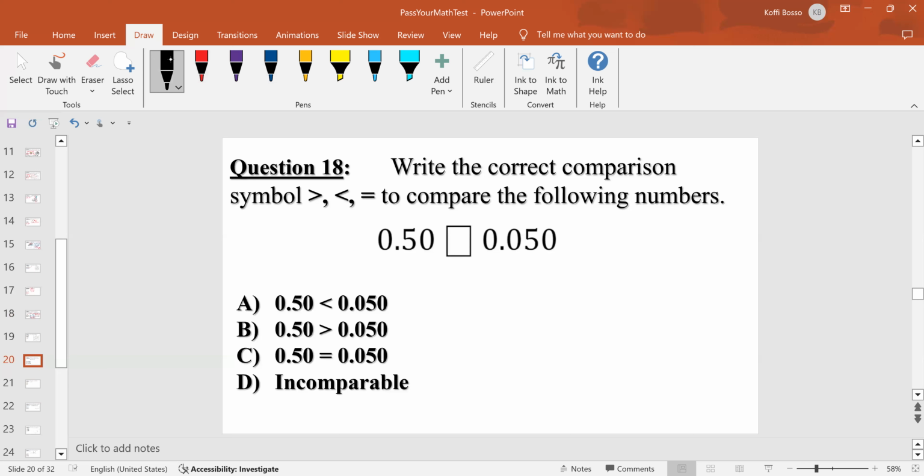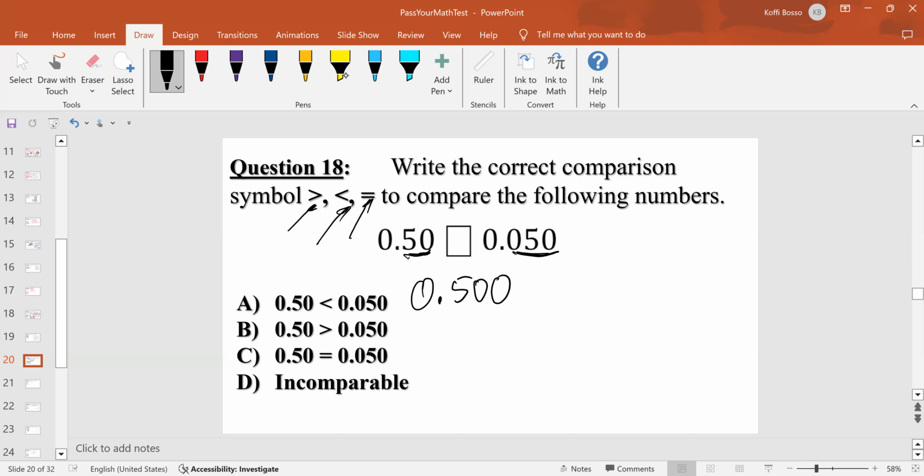Question 18. Write the correct comparison symbol. We have three symbols here. We have this one, we call it is greater than. This one, we call it is less than. And this one is equal. So we want to know which one we can use here. Understand that for the two numbers, we have 2 digits after the decimal here, and here we have 3 digits after the decimal. So can we write this number to have the same amount of digits after the decimal? Yes.